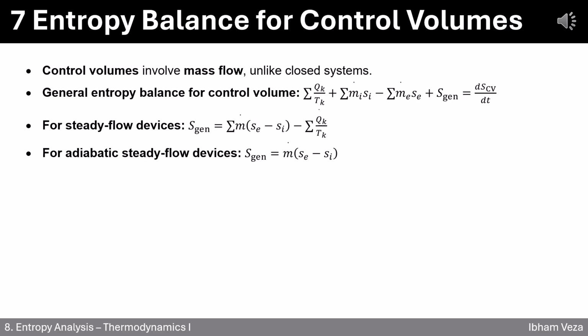For steady flow devices where properties don't change with time, the equation simplifies. Entropy generation depends on the difference between inlet and outlet entropy and the heat transfer across temperature levels. In adiabatic steady flow devices, where there's no heat transfer, it gets even simpler. Entropy generation is just the difference in entropy between the exit and inlet, carried by the mass flow. This slide shows how we adapt entropy analysis when mass flow is involved, making it a crucial tool for analyzing turbines, compressors, nozzles, and heat exchangers.